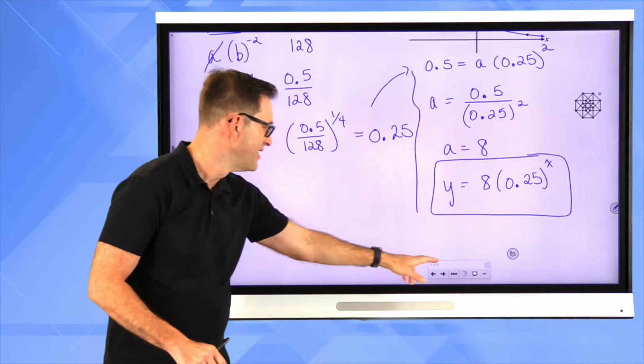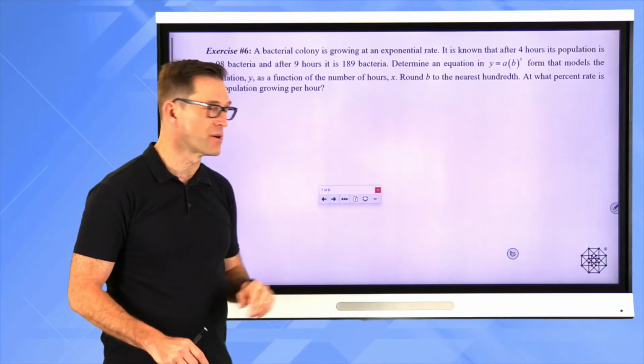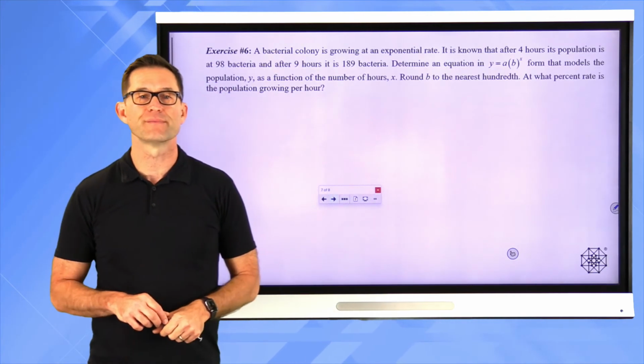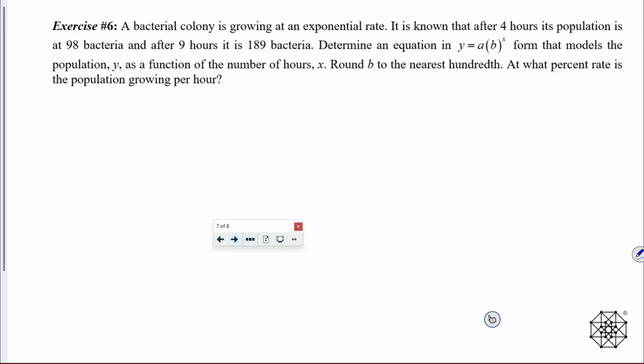All right, let's do one more where things are a little bit messier. Exercise number 6. A bacterial colony is growing at an exponential rate. It is known that after 4 hours, its population is at 98 bacteria, and after 9 hours, it is at 189 bacteria. Determine an equation in y equals a times b to the x form that models the population y as a function of the number of hours x. Round b to the nearest hundredth. At what % rate is the population growing per hour?